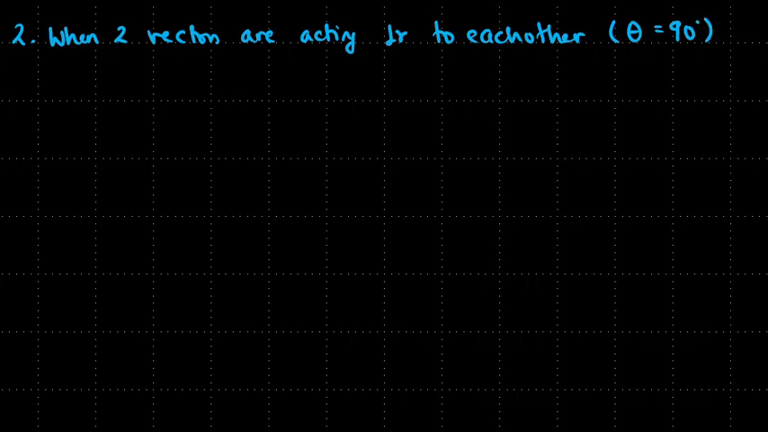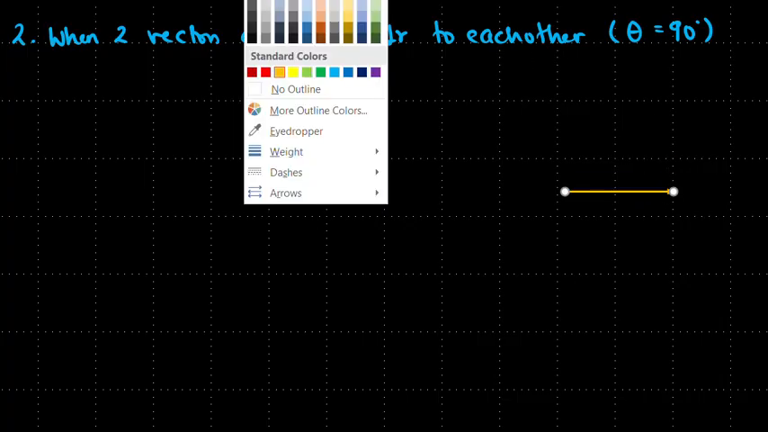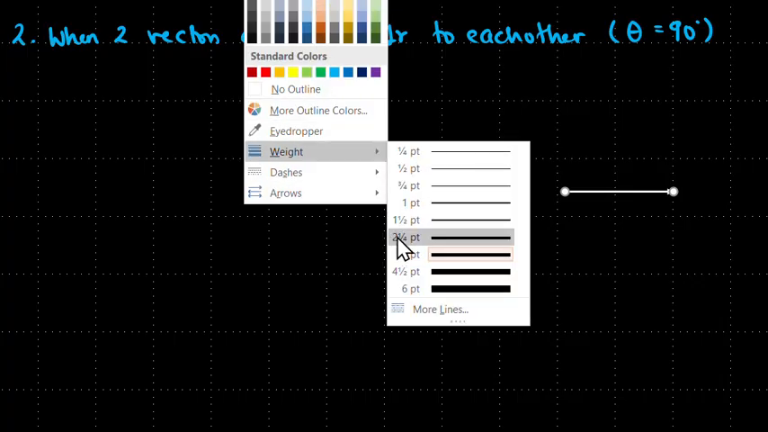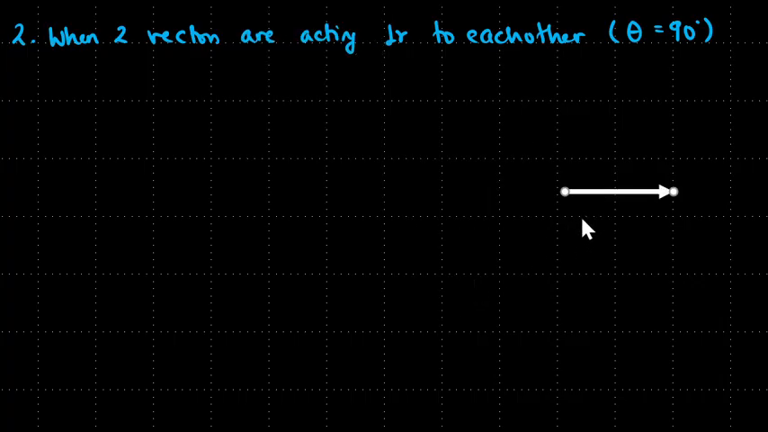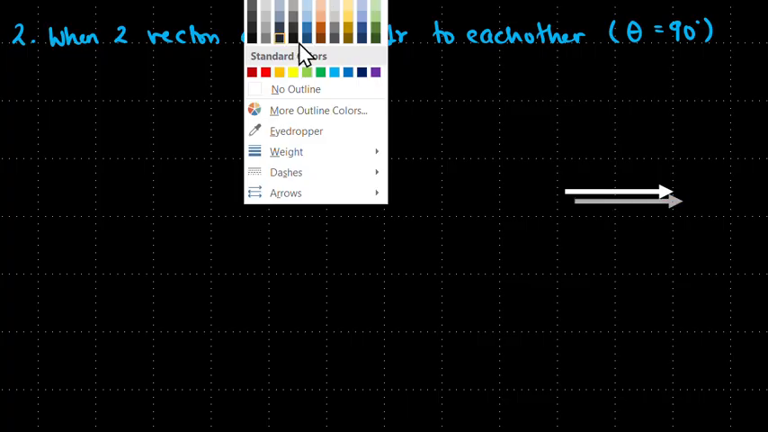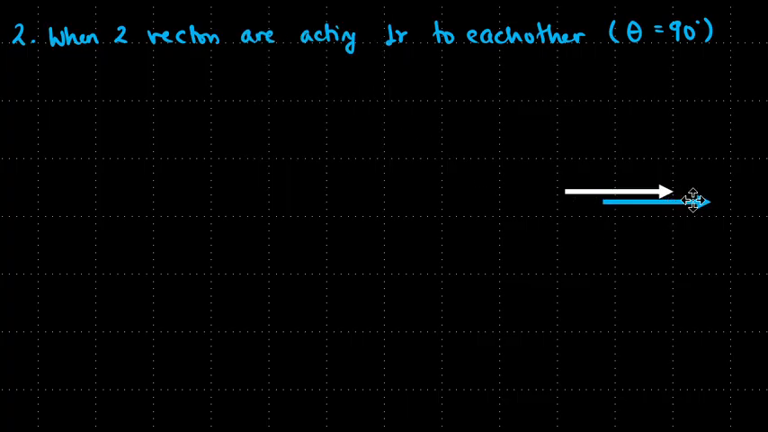So let's actually just look at how you represent this. We will have a vector a. Let's say this is vector a. No reason for why this is vector a, I'm just going to say that this is vector a. And let's make our other vector b. So let's change the color, it's blue. And we have a vector b. So they are acting at 90 degrees.